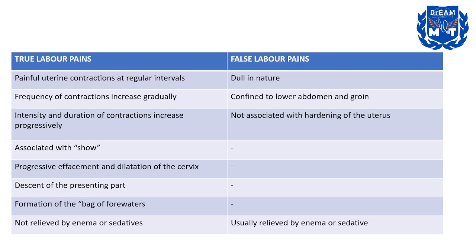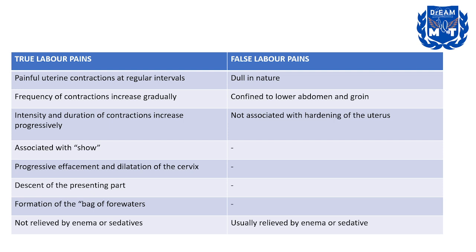But in true labor pains, you have painful uterine contractions at regular intervals, like 2 contractions in 10 minutes, then 3 to 4 contractions in 10 minutes, and as the labor progresses, you will have the highest intensity. The frequency of the contractions increases gradually, and the intensity and duration also increase progressively in true labor pains.